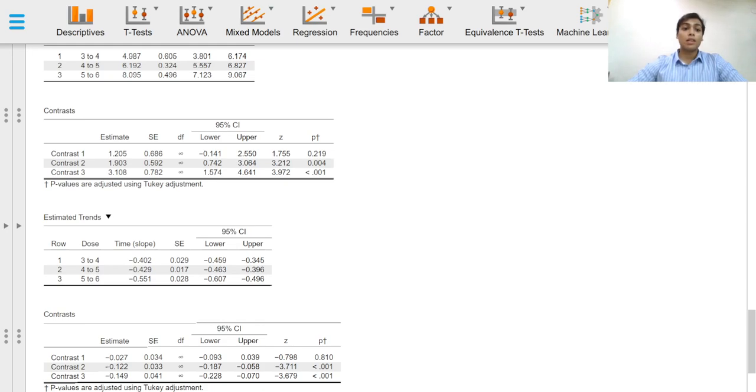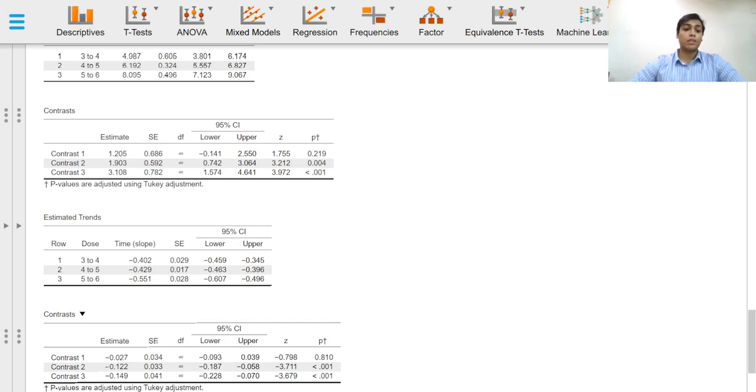The estimated trends table provides the slopes at different levels of our fixed effect factor, and as we can see, individuals who had been given a higher dose of theophylline had a more negative slope. That is, the level of theophylline in the blood decreased more rapidly than people who were given a lower dose, and we can see that in contrast to this effect is indeed significant right here.